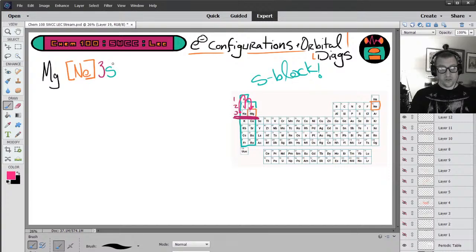So it will have 2 electrons. So the electron configuration for magnesium is neon 3s2. You got all of that information straight off the periodic table.